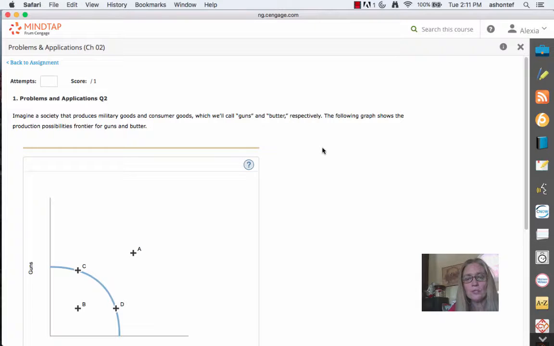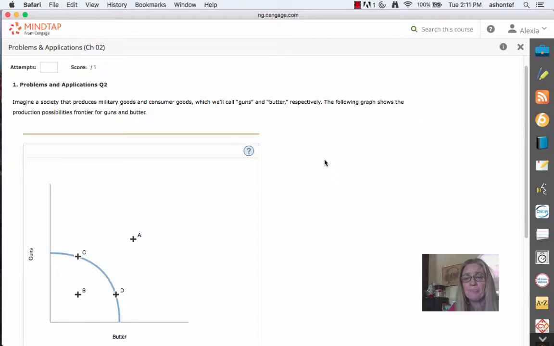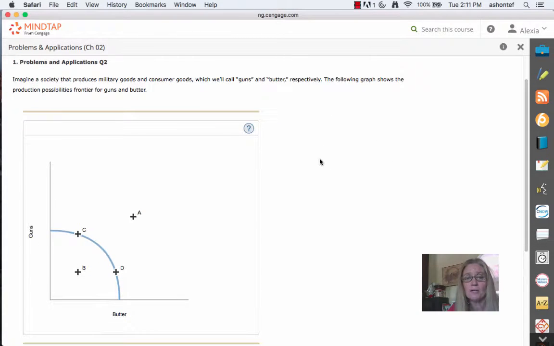Okay, so now we're going to quickly go through a few questions from Chapter 2. It primarily looks at our first economic model, the production possibility frontier. And as a quick reminder, here's the picture of the production possibility frontier from the homework. And in this case, they've put guns here and butter here.